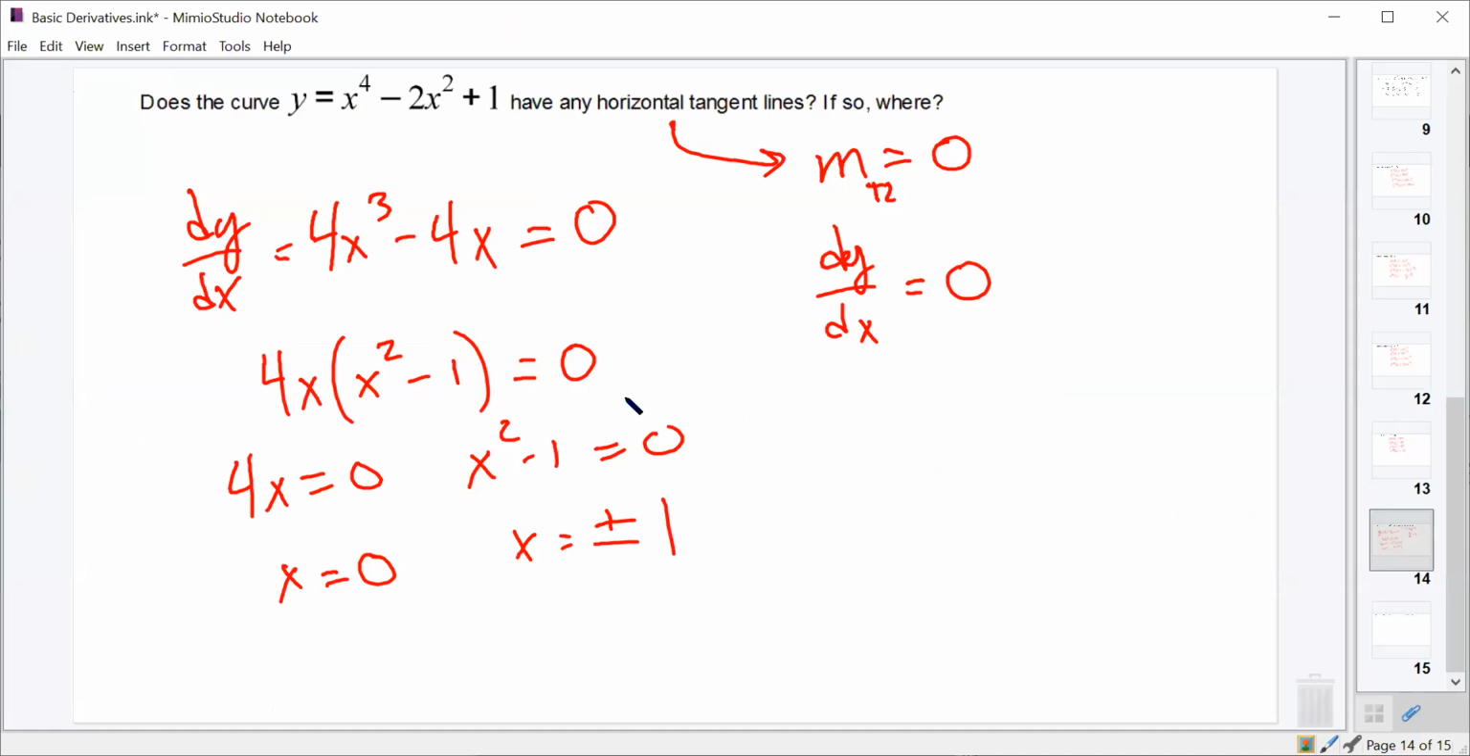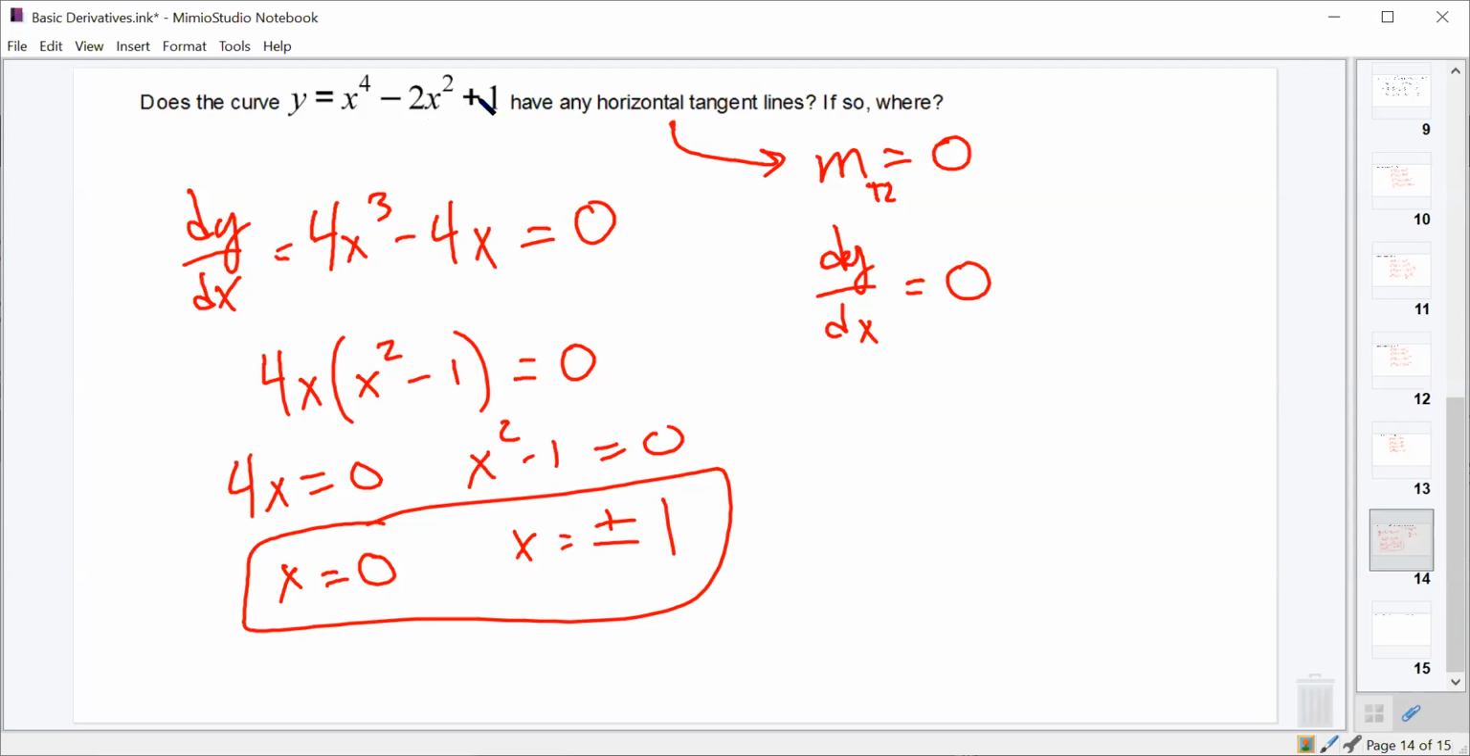Would you ever want to write your answer as the tangent line, so y equals 0 or y equals 1 or y equals negative 1? Yeah, definitely we will want to. Not in this case, just because I asked where do they occur, at x equals 0 and x equals positive or negative 1. But in order to figure out what they actually are, we'll take these values and plug them in up here. So if you plug in 0, you get y equals 1, right?